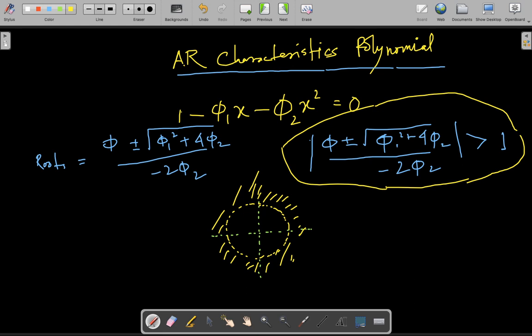Okay, and in the next lecture we are going to see, using this property and the property of invertibility, what else we can actually derive about the relationship between phi 1 and phi 2. Okay, here I have to write phi 1, right? This is phi 1. Okay, so we'll cover that topic in the next lecture.